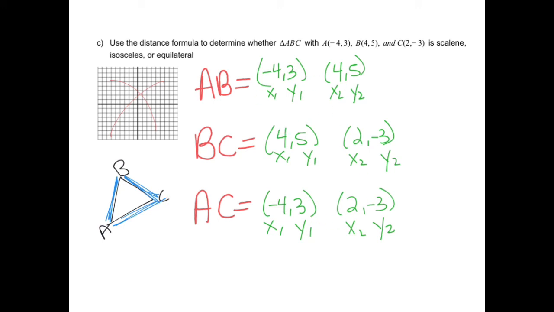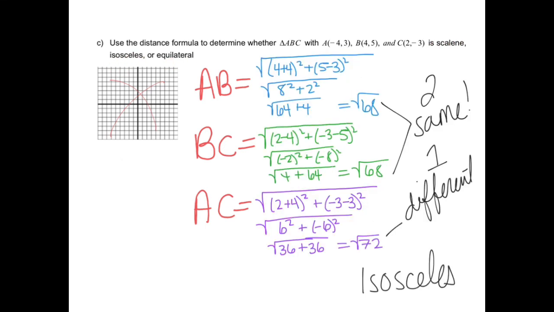So go ahead and try the distance formula 3 times. And remember what I said about getting 3 different answers, 2 of the same answers, or all 3 of the same answers. So this is what I got for my 3 answers. I found that AB and BC were both the square root of 68 for the distances, and AC is the square root of 72. So since 2 are the same, but one of them is different, it is an isosceles triangle.